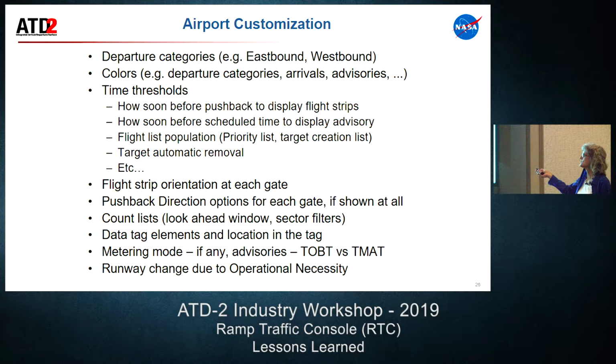The count list that you saw, the look ahead window, how to divide the flights, when to put the flight in the list, those are customized by airport. The data tags that you saw earlier, what the elements are in the data tag and what line they are, that's set in an adaptation file. Metering mode, whether or not metering is turned on and whether or not the advisories are active, that's configurable by airport. Charlotte uses metering, DFW does not.